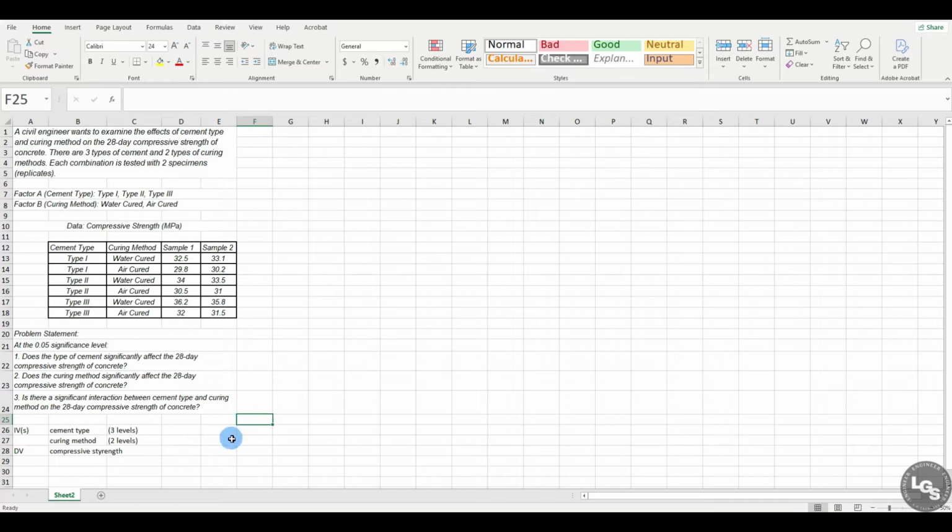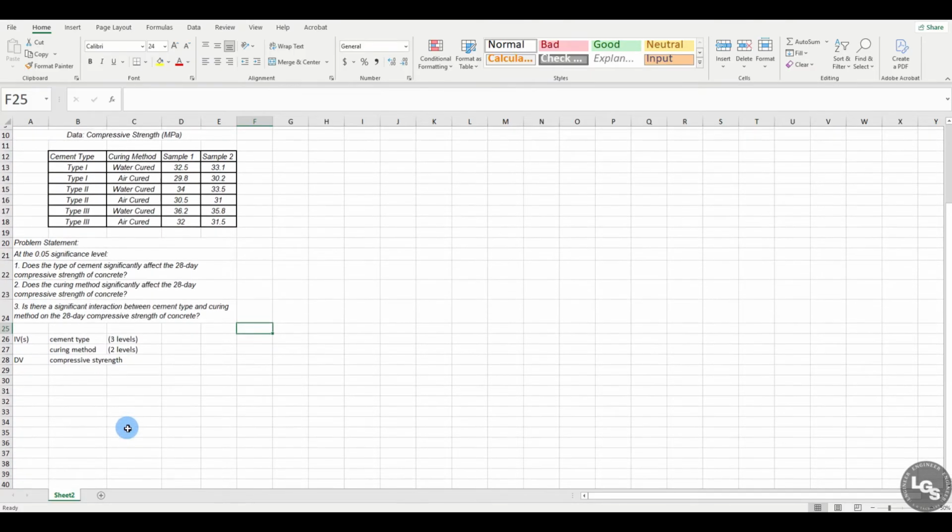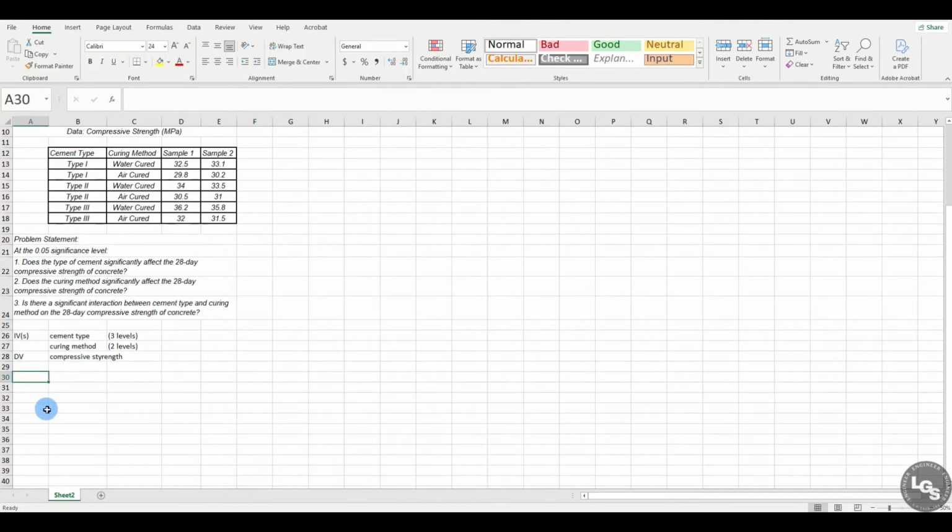So we can perform the two-way ANOVA here in Excel using its Data Analysis ToolPak. But before that, let's write the hypotheses first. So we have three problem statements, meaning we have three sets of hypotheses. So one null hypothesis and one alternative hypothesis for question 1, then another null and alternative hypothesis for question 2, and same with question 3. So we write first the null hypothesis and alternative for question 1.